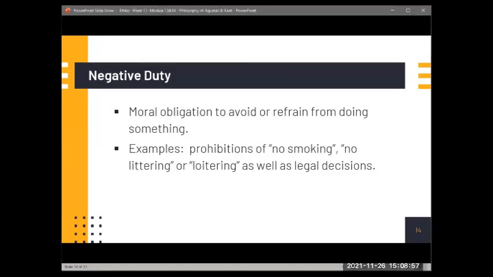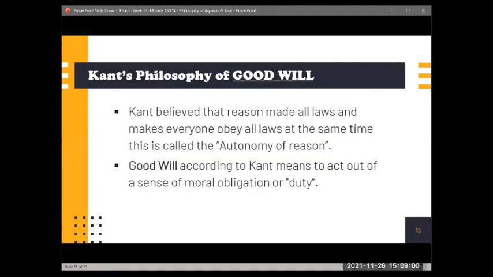Okay, so then let's move on to the main focus of our topic for today, and that is Kant's philosophy of goodwill. Now, Kant believed that reason, our reasoning skills, made all laws and makes everyone obey all laws at the same time. And this is called the autonomy of reason. Now, Immanuel Kant defined autonomy as to act in accordance with objective morality rather than under the influence of desire. Immanuel Kant also defined goodwill as to act out of a sense of moral obligation or duty.